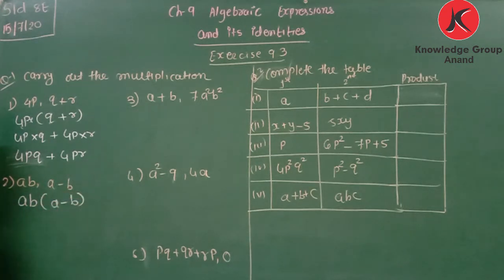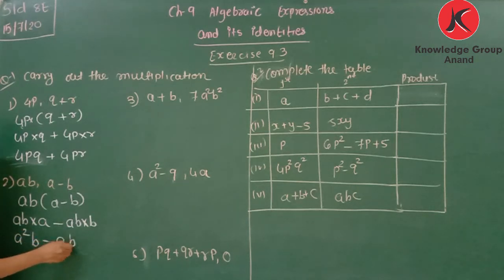a minus b. Now we can directly write ab is multiplied with a, that is a square b, and ab is multiplied with b, that is ab square, or you can write one more step. ab is multiplied with a minus ab is multiplied with b. So here a is multiplied with a, that is a square b minus ab square. So this is our answer.